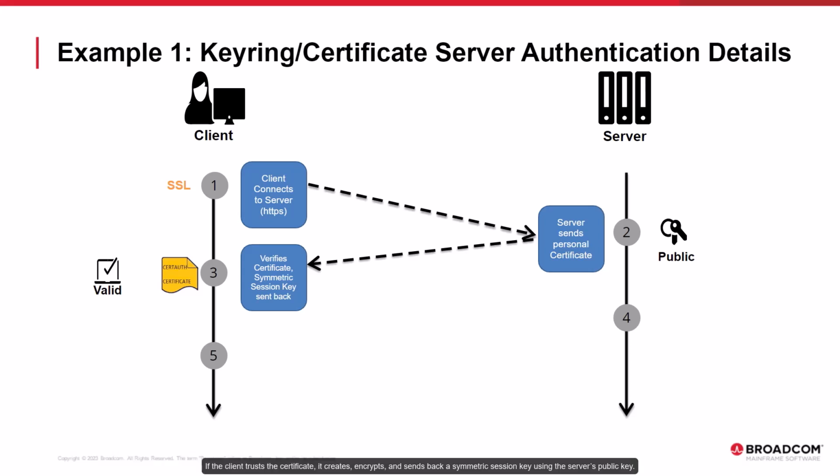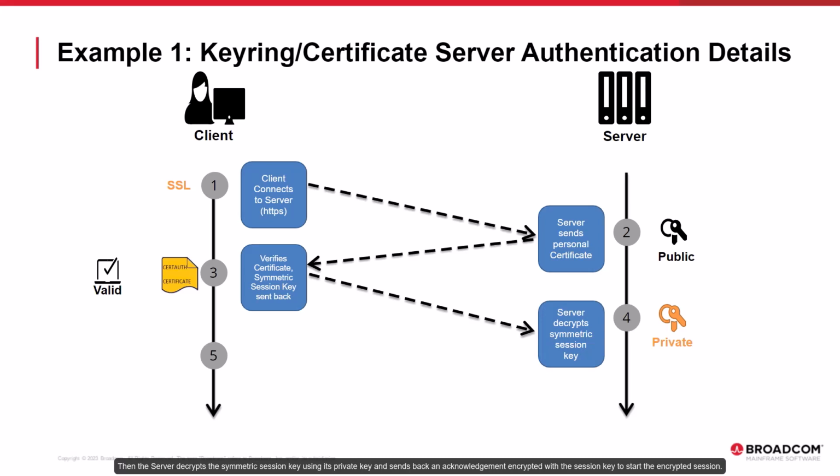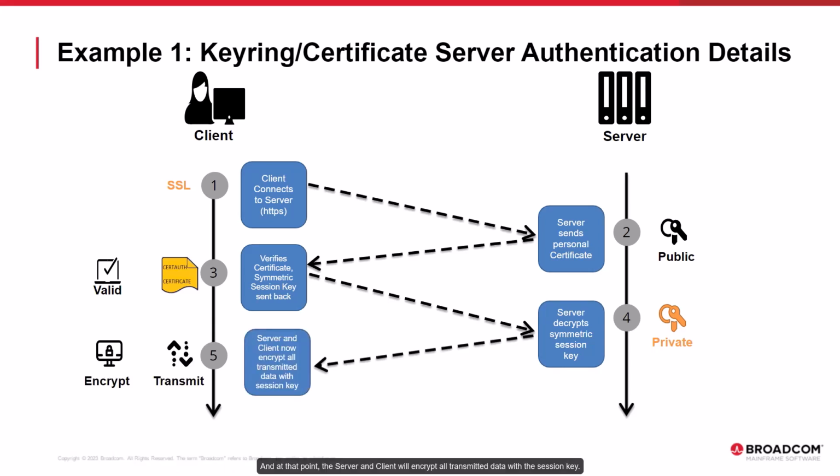If the client trusts the certificate, it creates, encrypts, and sends back a symmetric session key using the server's public key. Then the server decrypts the symmetric session key using its private key and sends back an acknowledgement encrypted with the session key to start the encrypted session. And at that point, the server and client will encrypt all transmitted data with the session key.